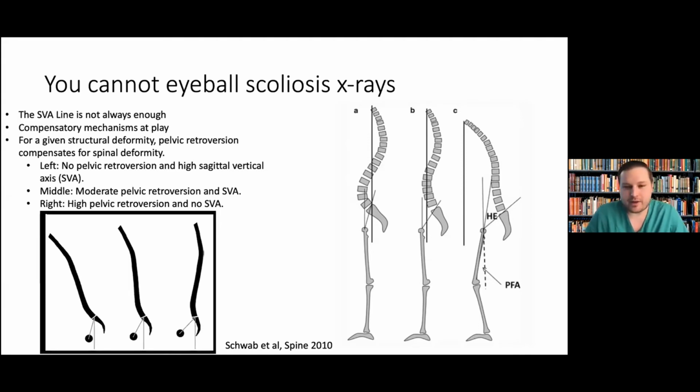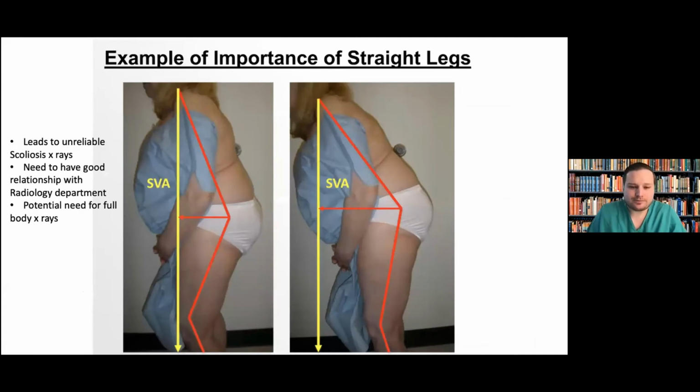And then in the schematic to the right, you can see that as the imbalance progresses, not only do we have pelvic retroversion, but we also have changes more distally, with hip extension and knee flexion. And you can also get thoracic hypokyphosis with this as well.